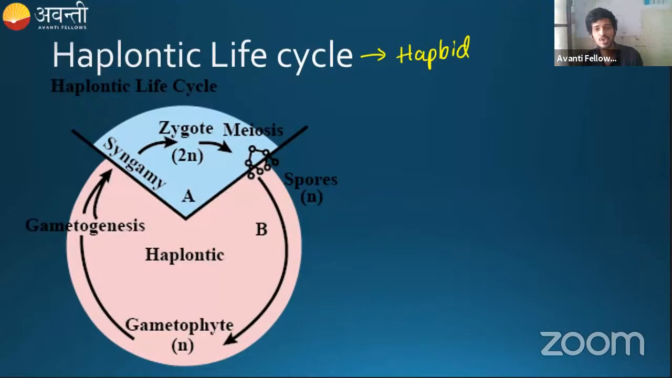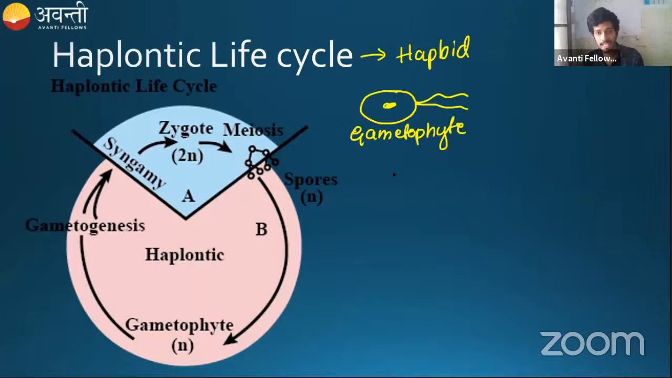So what is happening here? I will explain. For example, I will take Chlamydomonas. That will be better. So think that a Chlamydomonas is here. This Chlamydomonas is actually a gametophyte phase. Okay, it's a gametophyte phase. So it will have n ploidy. And think that there is another Chlamydomonas here.